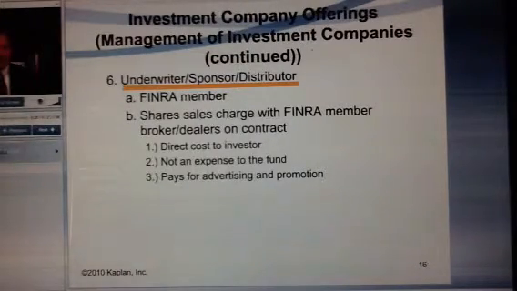Anytime you see the term underwriter, sponsor, or distributor, there is a sales charge. And they could be paying for the advertising and promotion.